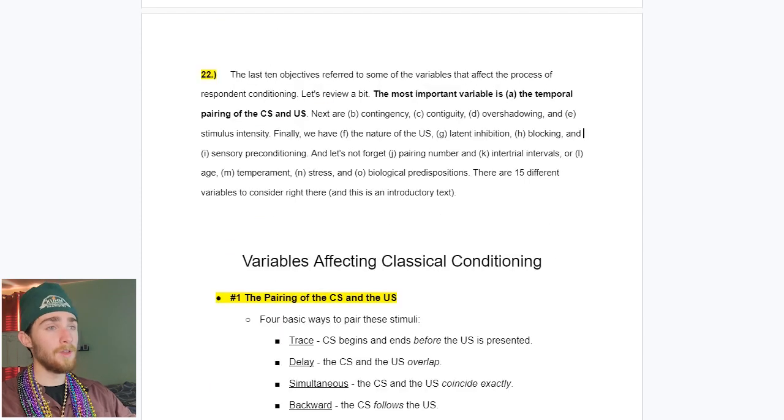We talk about overshadowing and stimulus intensity. We also talk about the nature of the unconditioned stimulus, latent inhibition, blocking, and sensory preconditioning. We also talk about the number of pairings, the intertrial intervals, age, temperament, stress, and biological predispositions.